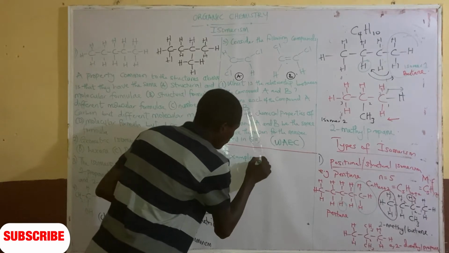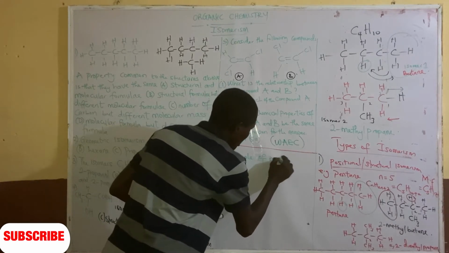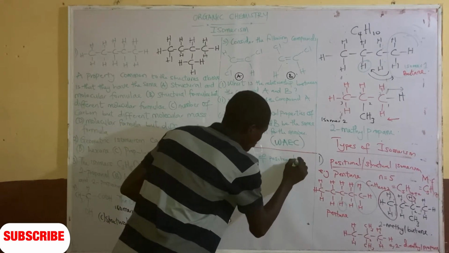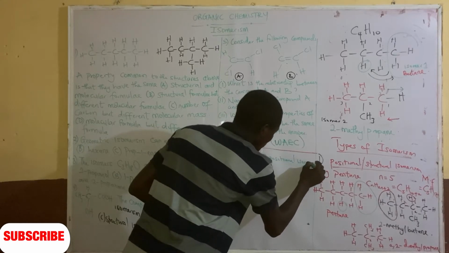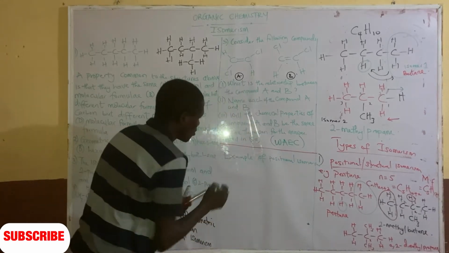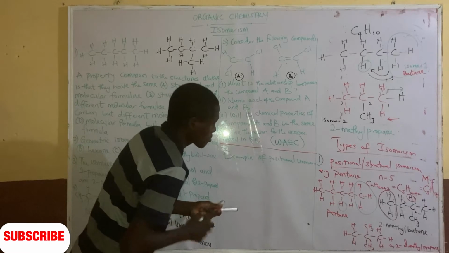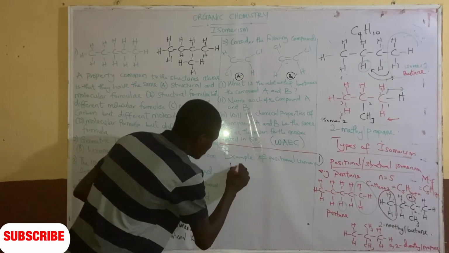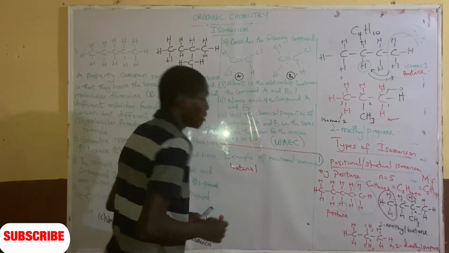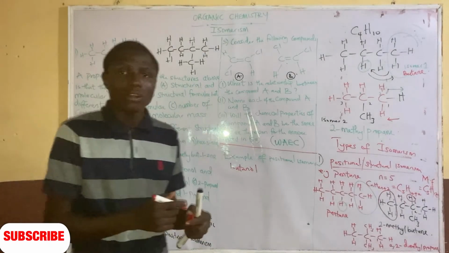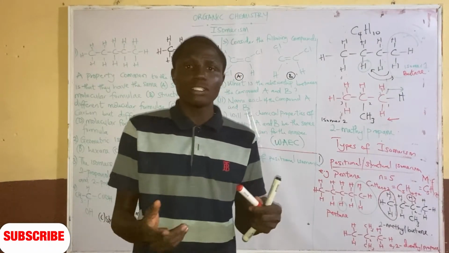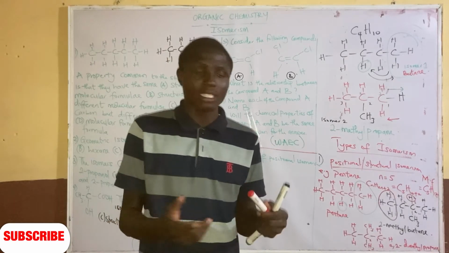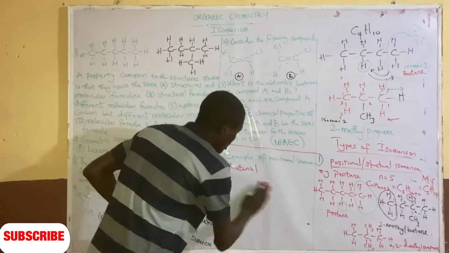Example of positional or structural isomerism. The second example we can consider is butanol. Butanol has different isomers as well.